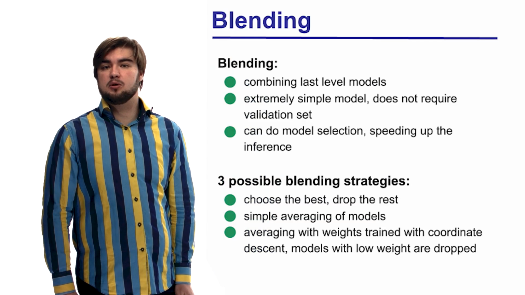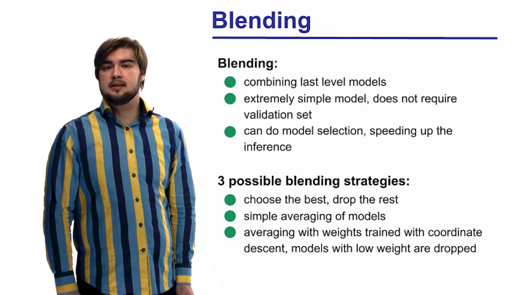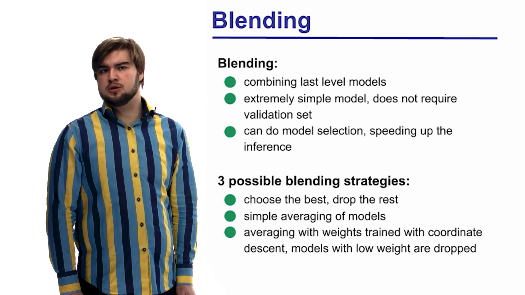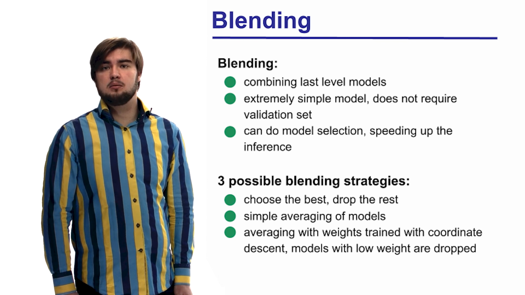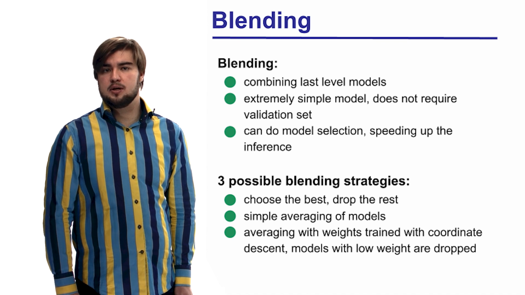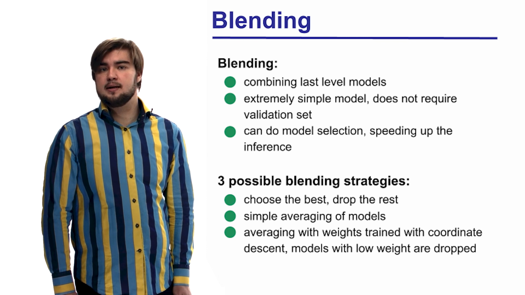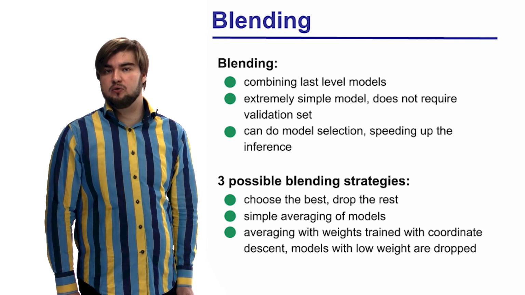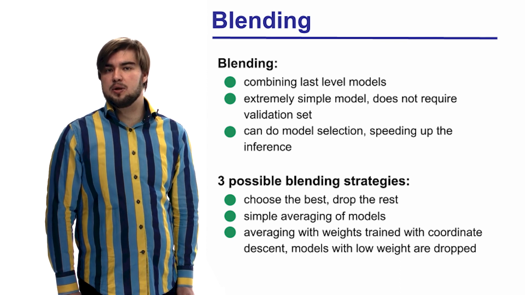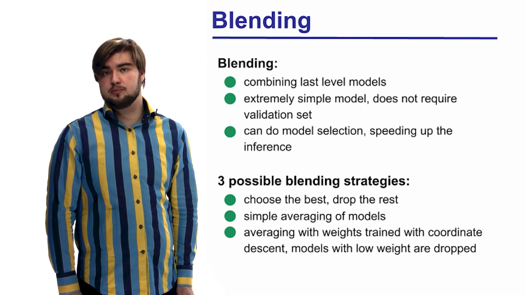Blending is an ensemble of last-level models. This is an extremely simple model which does not overfit at all, and thus does not require any validation set. Blending can do model selection, dropping out unnecessary models, speeding up the inference. There are three possible blending strategies. Select the best model and drop the rest, do simple averaging of models, or take an average with trainable weights. The weights are fitted with coordinate descent, and models with the weight close to zero are dropped.